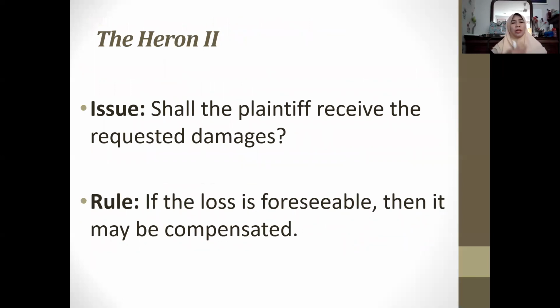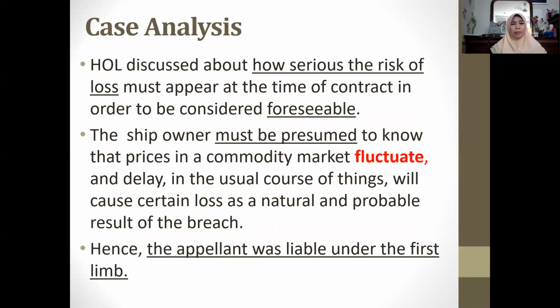Now, what's the issue in this case, the Heron 2? Shall the plaintiff receive the requested damages? So what's the rule in order to resolve the issue? The rule is that if the loss is foreseeable, that's the word, foreseeable, then it may be compensated. And the House of Lords also discussed how serious the risk of loss must appear at the time of contract in order to be considered foreseeable. Is it something which is very, very serious? How serious is the risk?